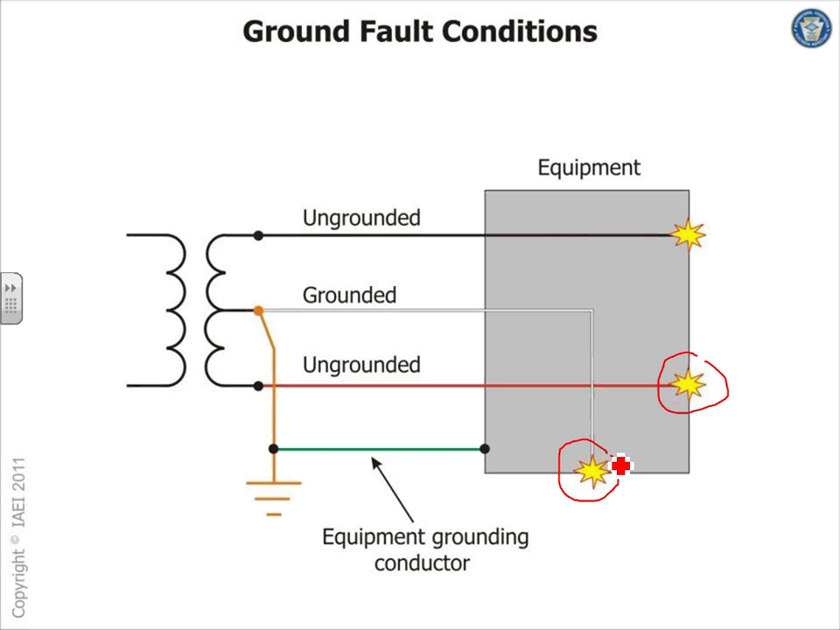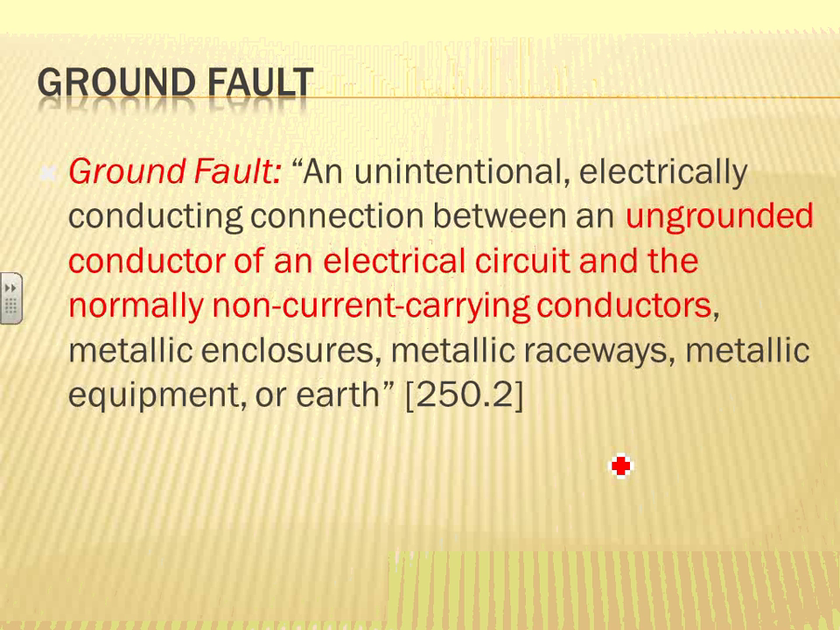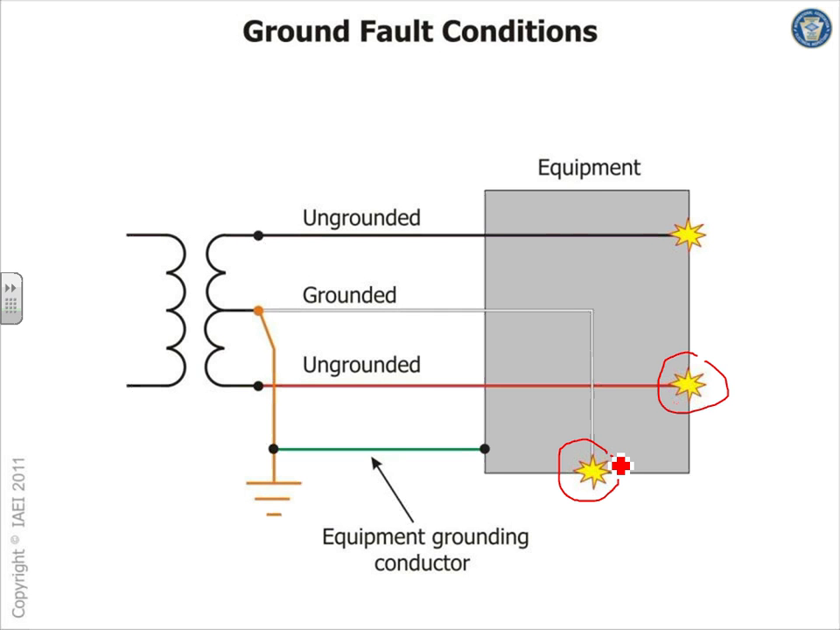The neutral touching the ground. Is this a ground fault based on the definition though? Is it an unintentional electrical conducting connection between an ungrounded conductor of an electrical circuit and a normally non-current-carrying conductor? So a neutral to the ground is not a ground fault. It's not a ground fault.